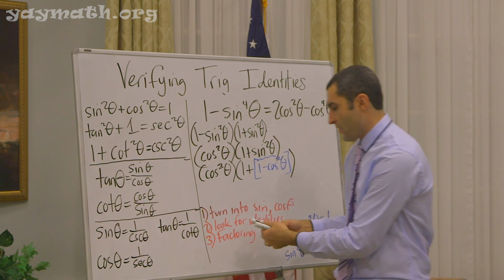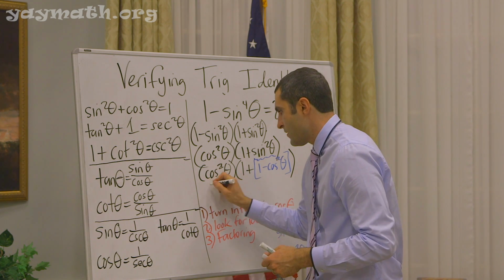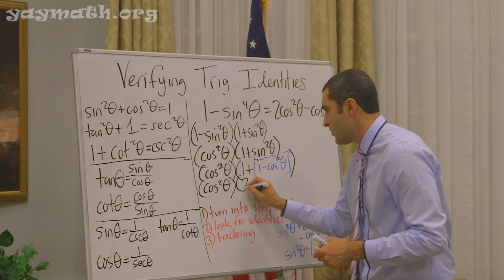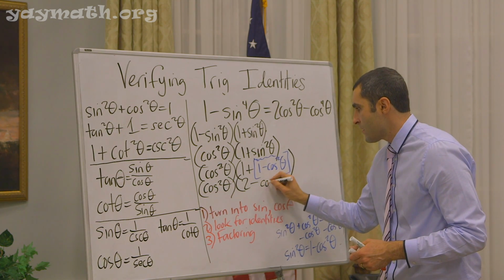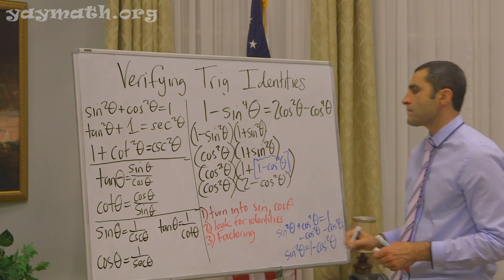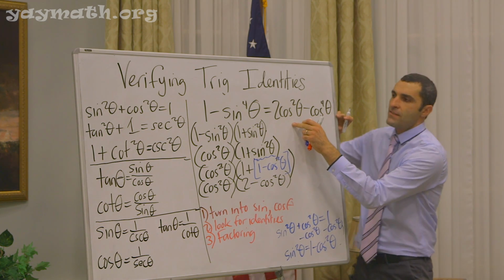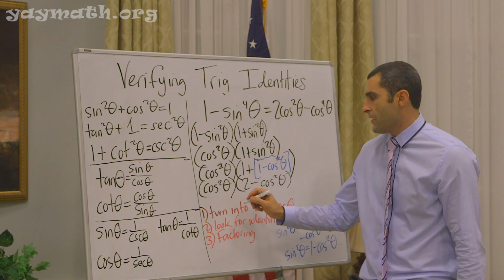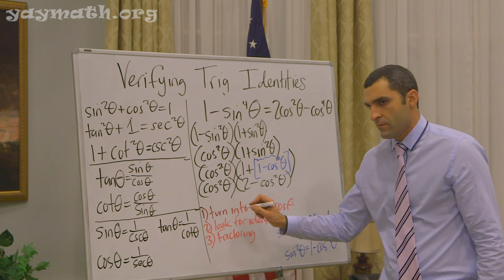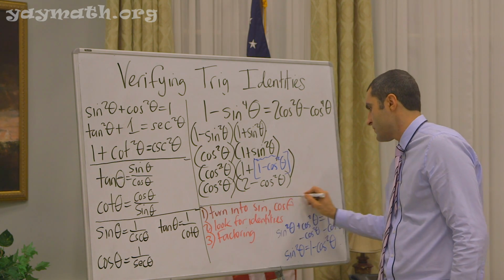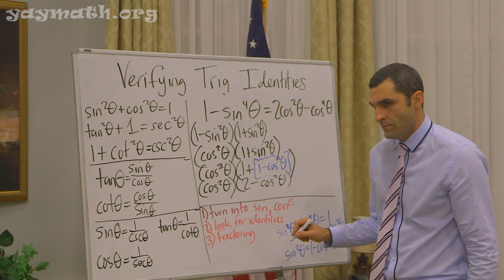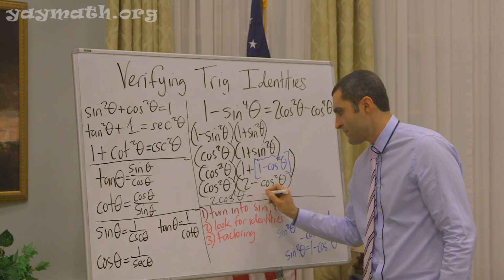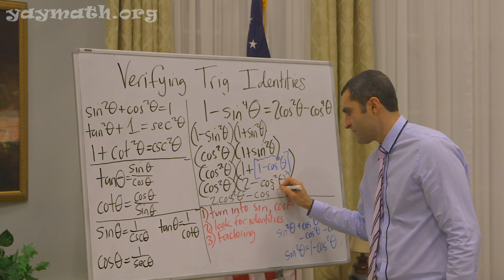You're getting there. And then we can distribute. Distribute 2 minus cosine squared. Now, keeping an eye on this, it's going to happen when we distribute. 2 cosine squared theta minus cosine to the 4th power theta.